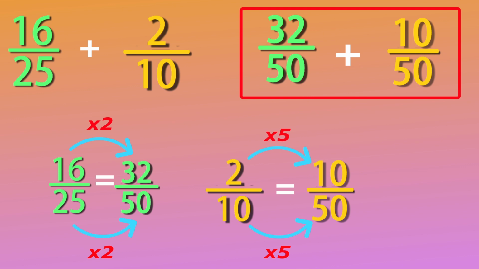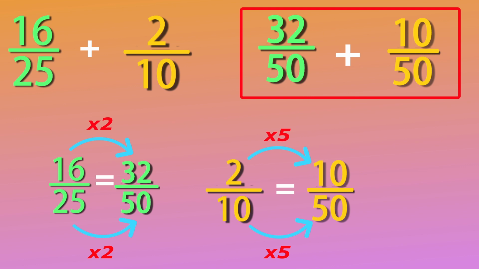The fraction 32 over 50 has the same value as 16 over 25, and the fraction 2 over 10 has the same value as 10 over 50. So we just substituted the fractions for their equivalents, and because they have the same value, the new sum 32 over 50 plus 10 over 50 is exactly the same as the previous sum.